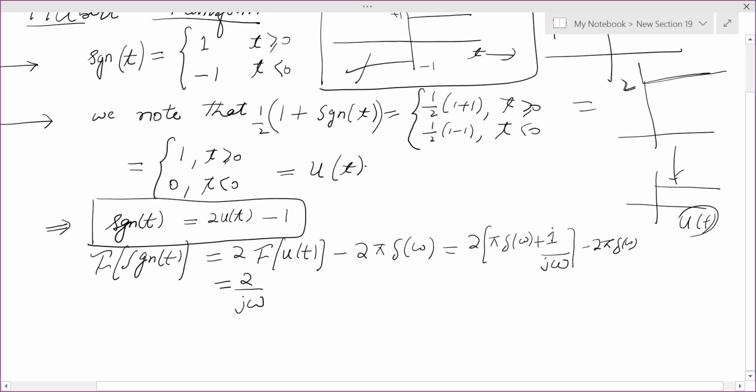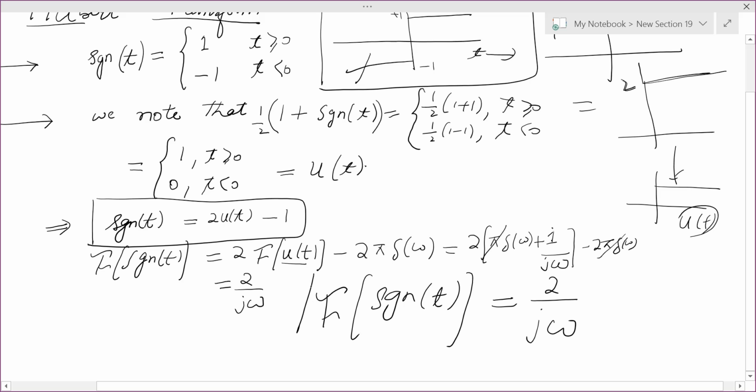Now if you take the Fourier transform, the Fourier transform of the signum function is 2 times the Fourier transform of the unit step function, minus the Fourier transform of 1. And what is the Fourier transform of 1? It is 2 pi delta omega. You have done this already. So this is 2 pi delta omega plus 1 over j omega, minus 2 pi delta omega. This and this cancel. So the Fourier transform of the signum function is 2 divided by j omega. Okay, so this is one result.